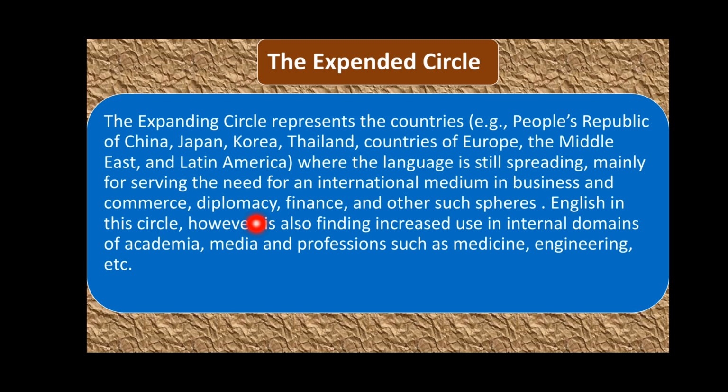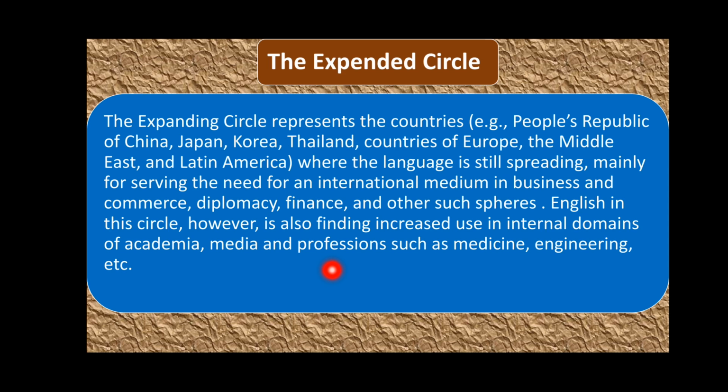And commerce, diplomacy, finance, and other such spheres. So English in this circle, however, is also finding increasing use in internal domains, not just for the sake of finance, diplomacy, and business, but also in academia, media, professions such as medicine, engineering, etc. So you see that if you become a powerful country, of course people will use your language. So America is the most powerful country, right? It has influence everywhere. So that's why English is used.